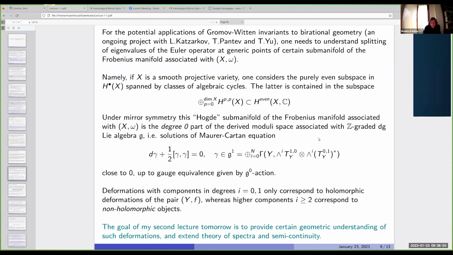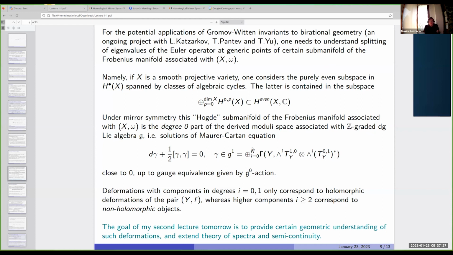Yeah, and we have an ongoing project with D. Auroux, Tony Pantev, and Tony Liu on a potential application of Gromov-Witten invariants to birational geometry. And here one needs to understand the splitting of eigenvalues of the Euler field at generic points of a certain submanifold of the Frobenius manifold. Namely, in the special case when my variety is a symplectic manifold associated to a smooth complex projective variety, so it's an algebraic one, one has a pure even subspace in cohomology spanned by classes of algebraic cycles.